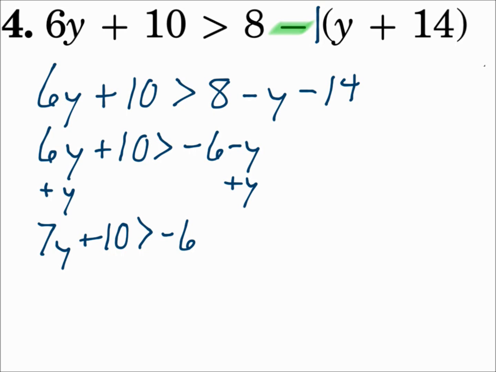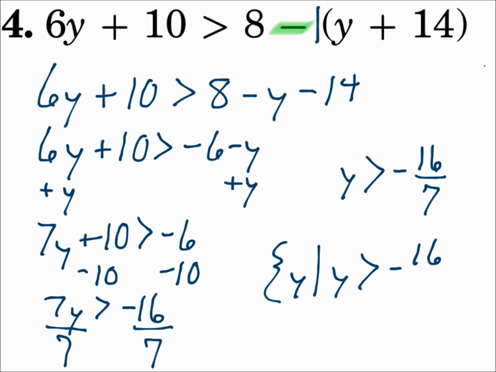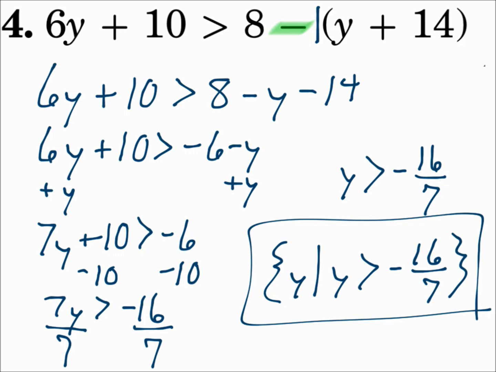Now move the constant. The 10 is being added. Do the opposite and subtract it. Negative 6 minus 10 is negative 16. And finally, divide both sides by that 7. So y is greater than negative 16 sevenths. All y is such that y is greater than negative 16 sevenths.